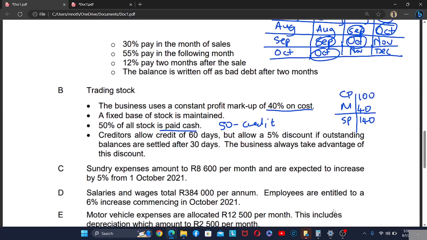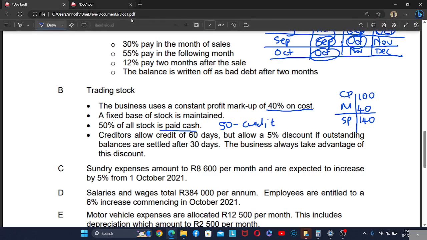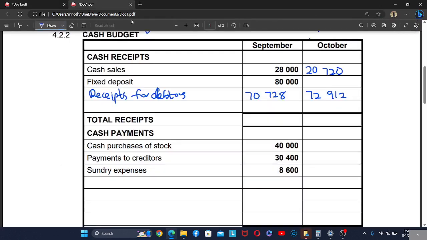But then, when the business buys a trading stock, the business buys 50% of it using cash and then 50% using the credit. So this means that we are going to have a payment for the cash purchases. Oh, for September, it's already here, so there's no need. And also the payment to creditors, they are already given.